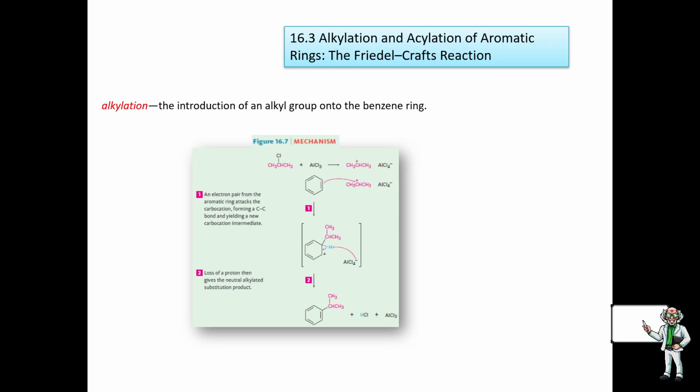Once we have the carbocation, it can react with the benzene ring in the same way that we reacted the bromonium ion or the nitronium ion before. Basically, the pair of electrons of the pi system of the aromatic ring attacks the carbocation, as you can see here, and then we form the carbocation intermediate. We remove one hydrogen to regain the aromaticity, and what we have is the alkylation of a benzene ring.